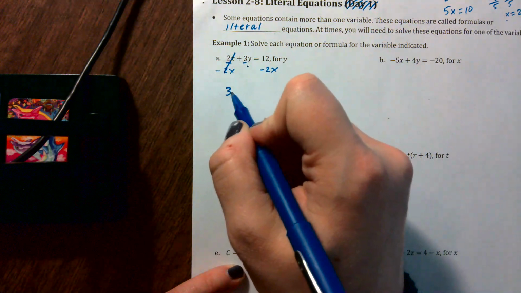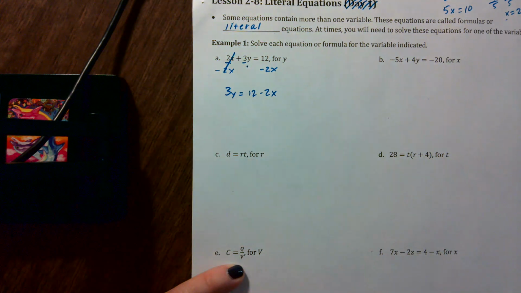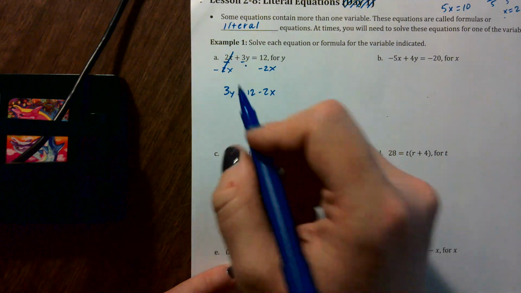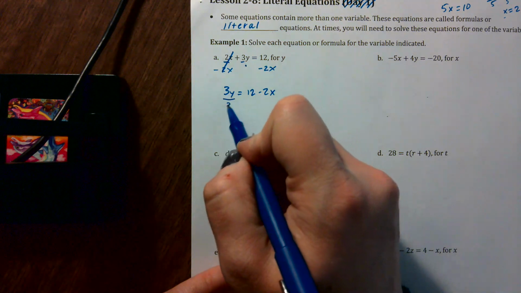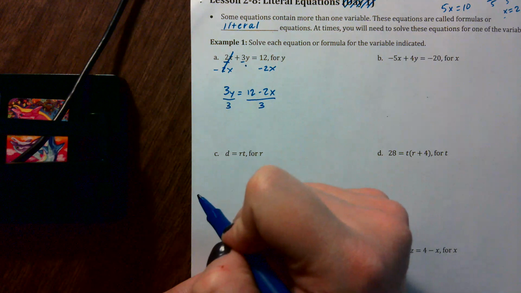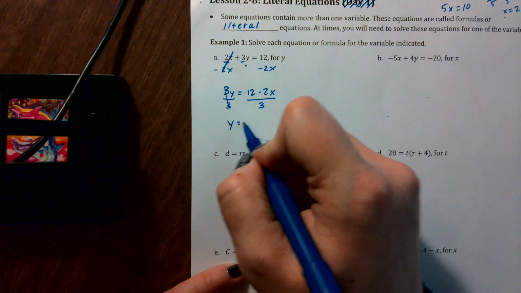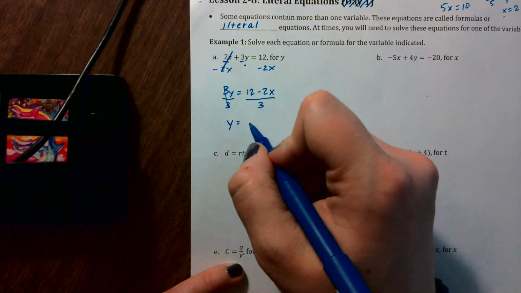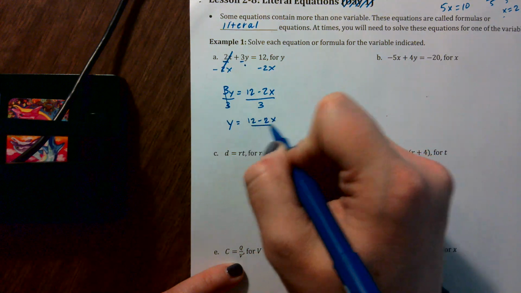You're going to be left with 3y equals 12 minus 2x. y is still not by itself, so you have to remove this 3. This 3 is currently being multiplied, so you need to divide the entire side by 3. Is y isolated? Yes. Did we solve for y then? Yes. You can leave the problem like this.